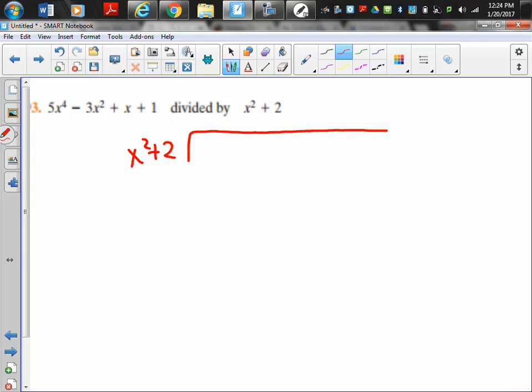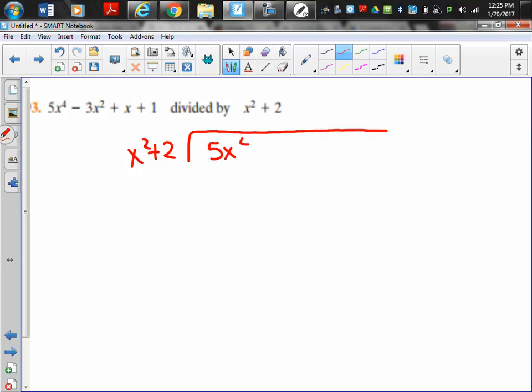Now what do you notice? I have an x to the 4. I don't have an x cubed. That's an x squared. This is where you're going to mess up. If you're not listening, this is where you're going to mess up. You have to have x to each exponent. So this is 5x to the 4.